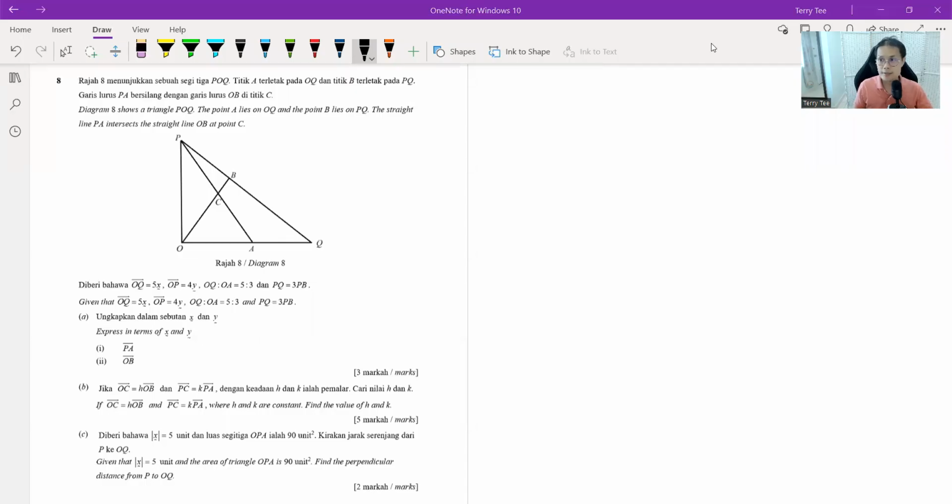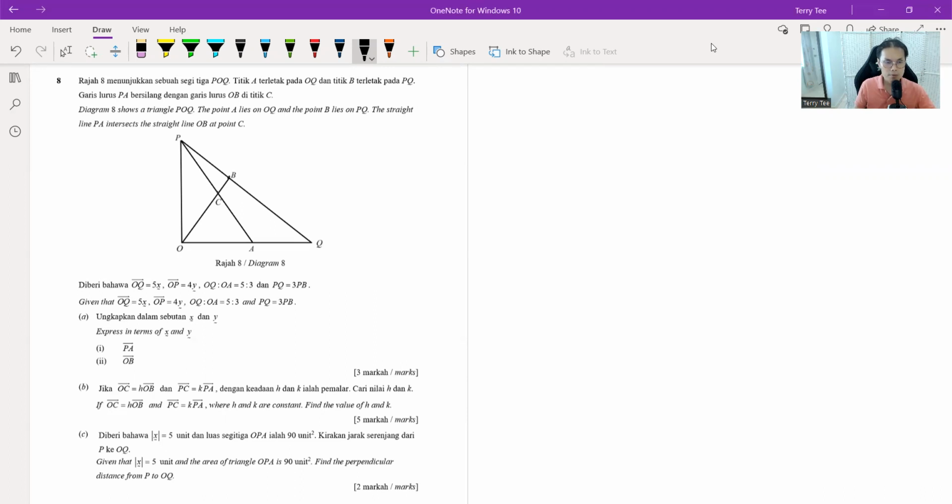Okay, question number 8. This is question from vector for chapter 8. So diagram shows triangle POQ. Point A lies on OQ. Point B lies on PQ. Straight line PA intersects straight line OB at point C. Right?